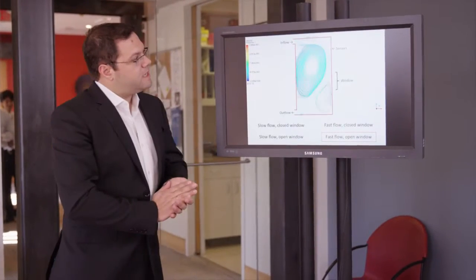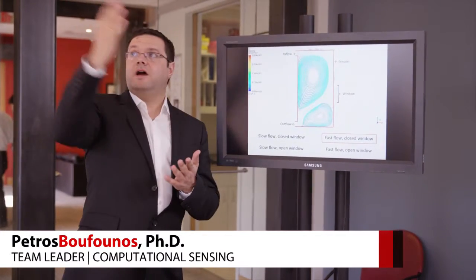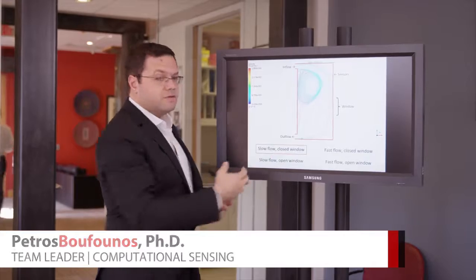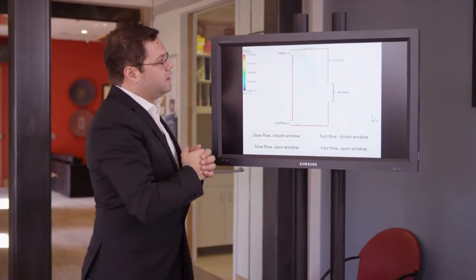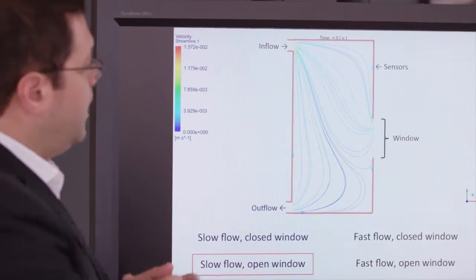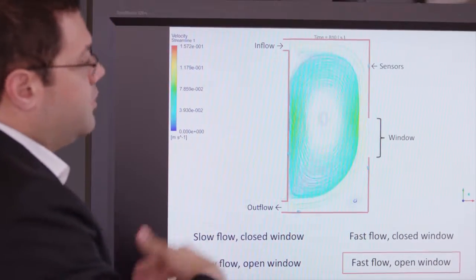What you see here is actually a cross-section of a room. And here is an inflow, like you have everywhere in the room, that brings air in through the air conditioning system, and an outflow that takes the air out to condition it and recycle it. And here, for example, there's a window that might be open or closed. And what you see here is the circulation of the air in the room under different conditions.